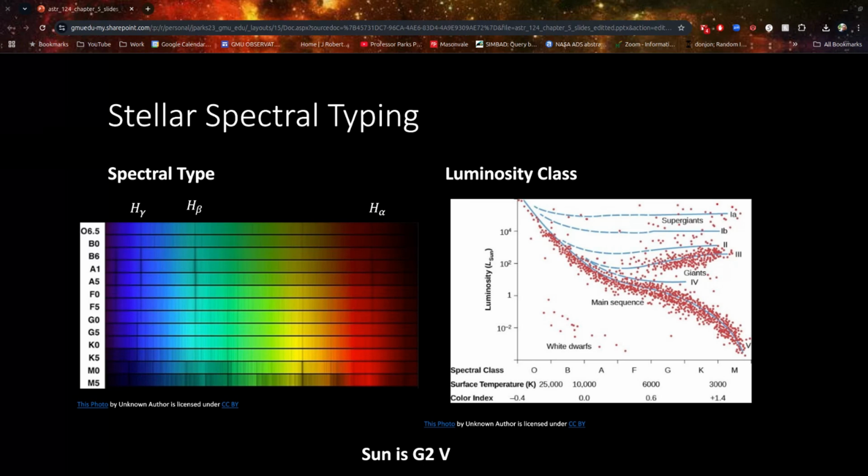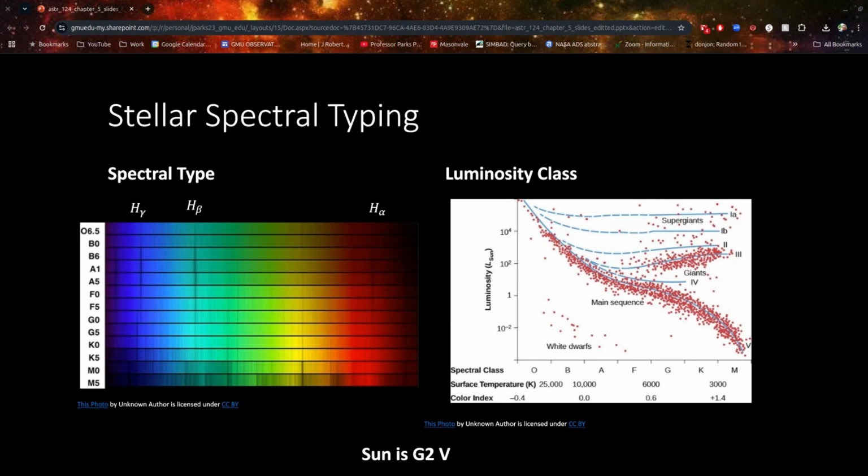If you want to know more about why the hydrogen lines act this way, see the video in the description. Actually, it's a different video; I will put another video in there talking about radiation spectra, and it has to do with the temperature of the stars and how hydrogen absorption lines are created. And so that gives you the spectral type.